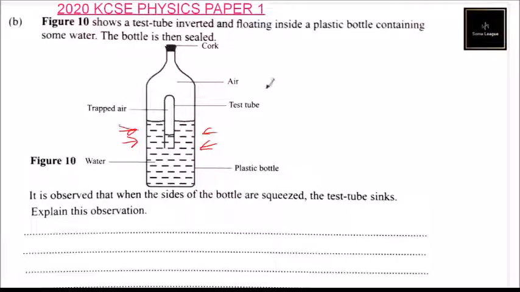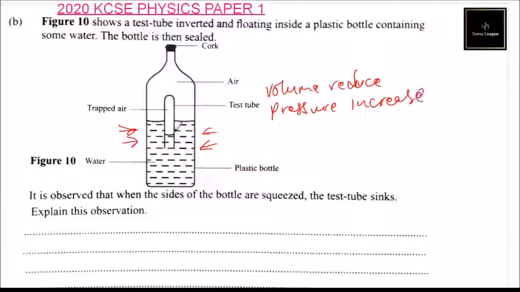So if you squeeze the plastic bottle, you reduce the volume. Volume reduces, pressure increases. As a result, the pressure that increases forces more water to get into the test tube. Once the water gets into the test tube, it increases the average density of the test tube. So the test tube will sink.